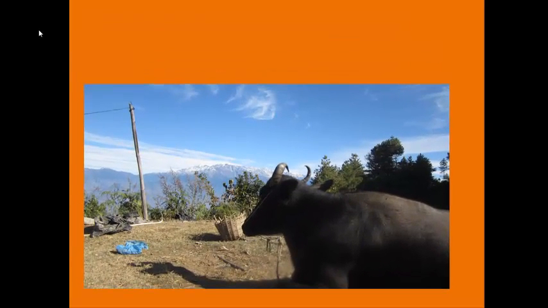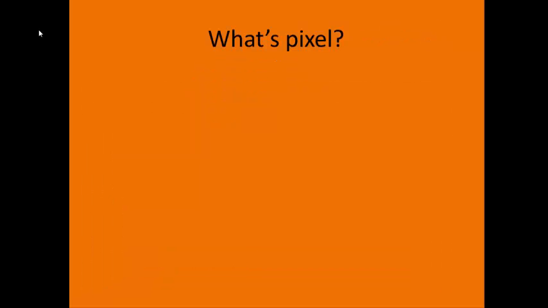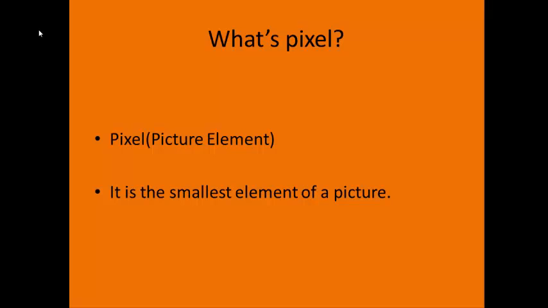Now what about images? Let's look at this image. It has some mountains and a buffalo. But how is this image formed? To know that, let's zoom into the image. You can see that the image is formed by many small rectangular dots, which have different colors. Well, these small rectangular dots are called pixels. So what is a pixel? Pixel is simply short for picture element. A pixel is the smallest element of computer images.